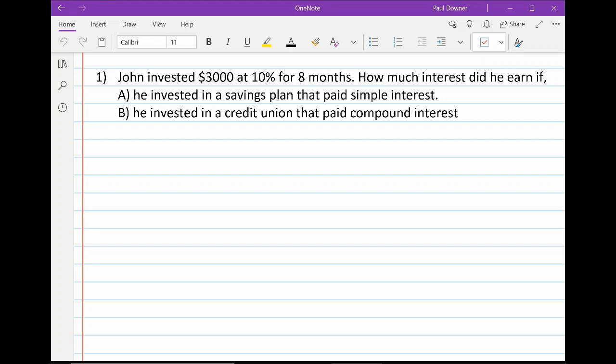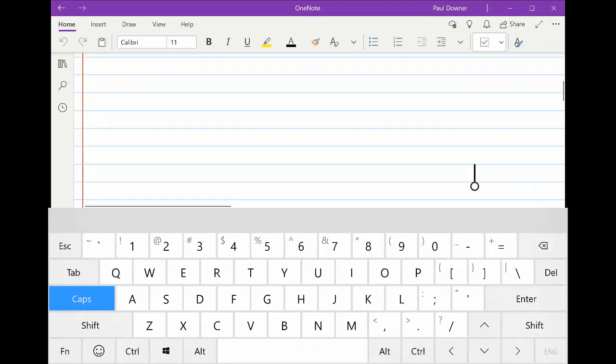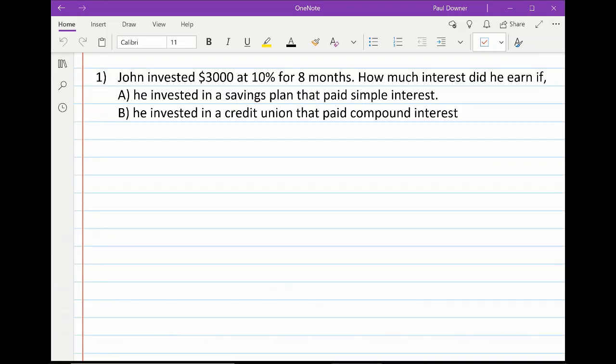Yes, so we are looking at the solutions to our monthly test 2. And in the first one, they say that John invested $3,000 at 10% for 8 months. How much interest did he earn if he invested in a savings plan that paid simple interest? And also, B, if he invested in a credit union that paid compound interest. So let's deal with A.